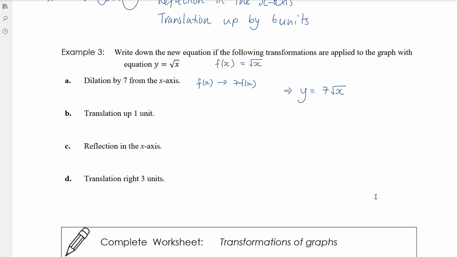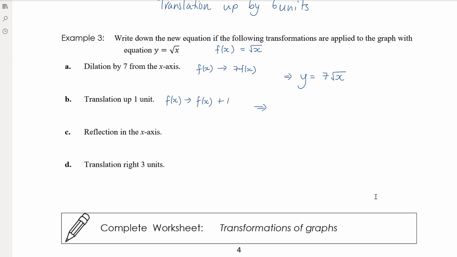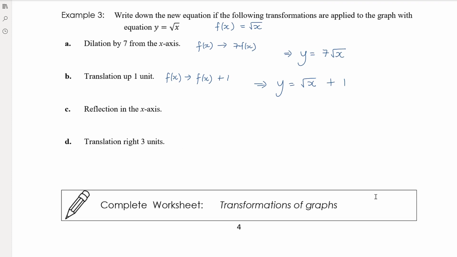Translation up by 1 unit. So that is when f of x becomes f of x plus 1, okay, up outside the function. And so for this particular function, if f of x is square root of x, that's going to mean y equals square root of x plus 1. Reflection in the x-axis, okay, so that is when f of x becomes negative f of x. So if f of x is square root of x, we're sticking a negative in front of that, the negative of f of x, the negative of square root of x.